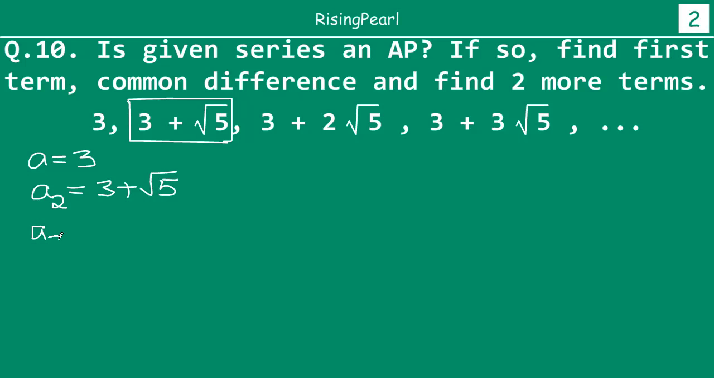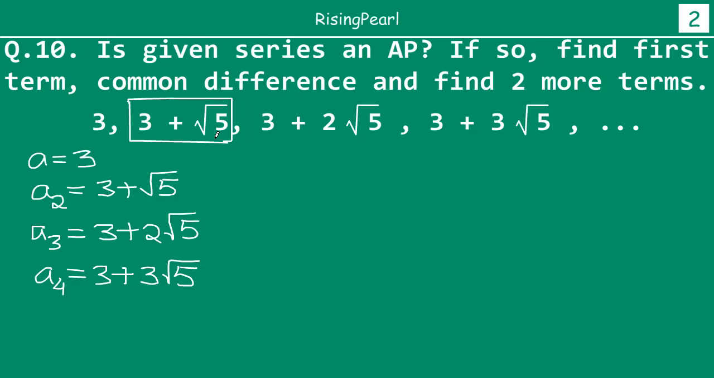Similarly, A3, which is given as 3 plus 2 square root 5. A4, which is given, is 3 plus 3 square root 5.